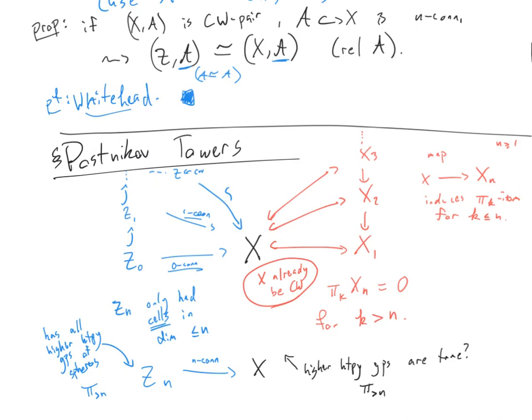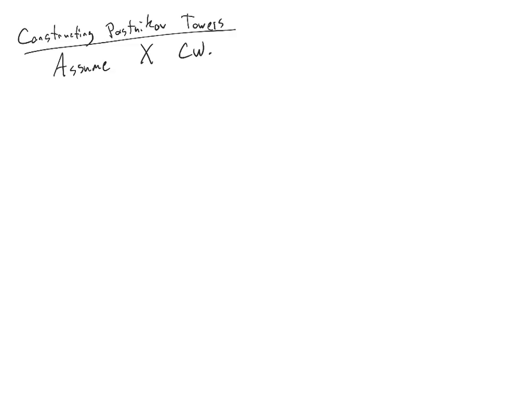So let's construct our Postnikov towers. So how does this construction go? We're going to start constructing. We're going to assume X is CW. I'm also going to only ever alter the base point component of X, and I'm only going to ever be attaching cells. Those are my only tools. So we are only attaching cells, perhaps inductively, to the base point component.